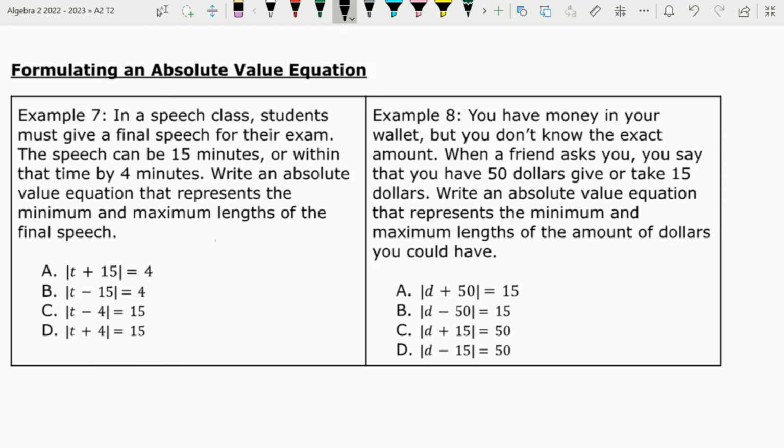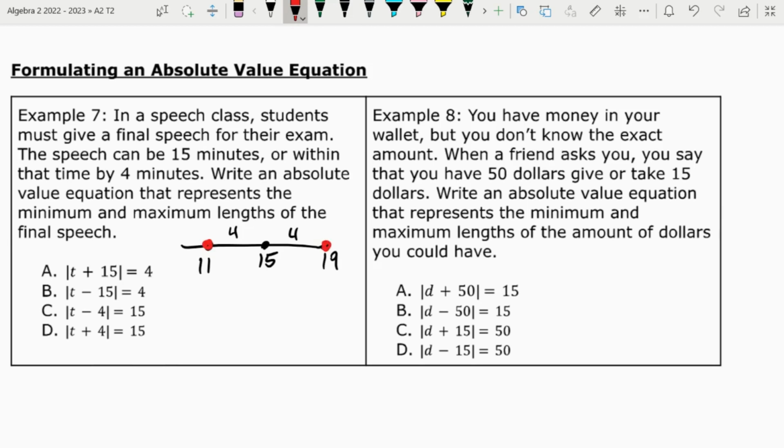Okay, example 7. In a speech class, students must give a final speech for their exam. The speech can be 15 minutes or within that time by 4 minutes. So the way to think about this is the allowable times are going to be within 4 minutes of the 15-minute mark. So that would be 19 minutes at most and 11 minutes at least. So we're looking for those two solutions, 11 and 19.